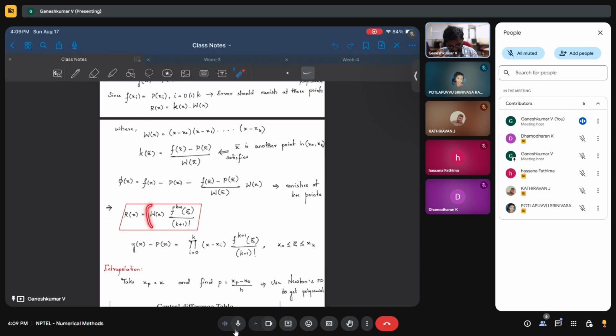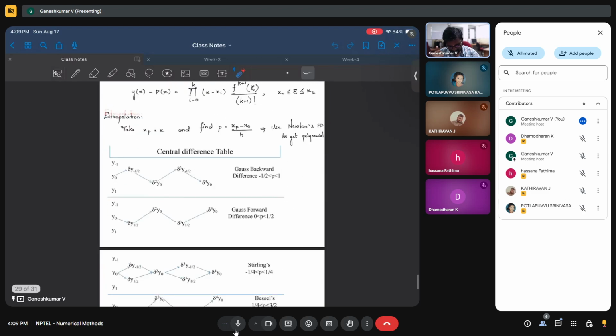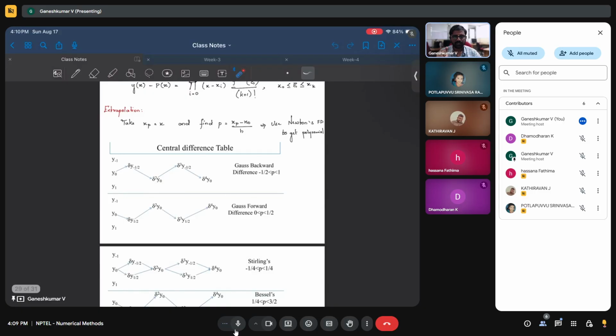That is why this function is expressed as x minus x naught and so on, where k is the number of data points given for which you fit the polynomial. In that way, this w of x will make the error 0 at those data points. However, this will not be 0 in the other places, for example the places where you are interpolating, and that function is expressed as f k plus 1 of zeta over k plus 1 factorial. This is just to give an idea of what this error is and how you can express it. If you are more interested, please feel free to check out the lectures.